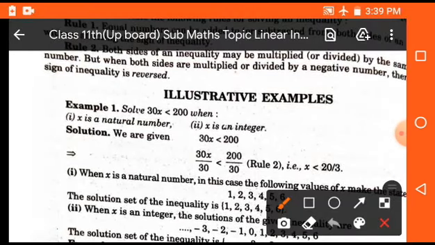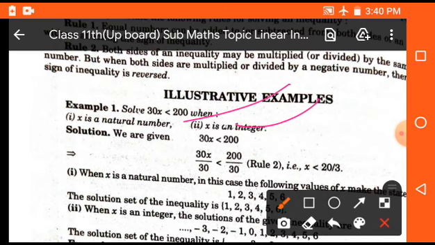Now I am taking an example. Example number 1 says: solve 30x is less than 200. It is an example of inequality, but two conditions are given. The first condition is when x is a natural number and the second condition is when x is an integer. So in both cases we have to find the solution set of the linear inequality.